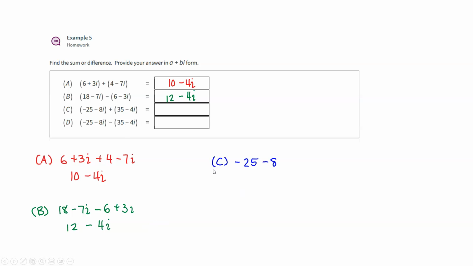And so you have 12 minus 4i as the solution. C's another addition, so you could just drop the parentheses and you combine like terms. Negative 25 plus 35 is 10. Negative 8i minus 4i is a negative 12i. And so 10 minus 12i is the correct answer.